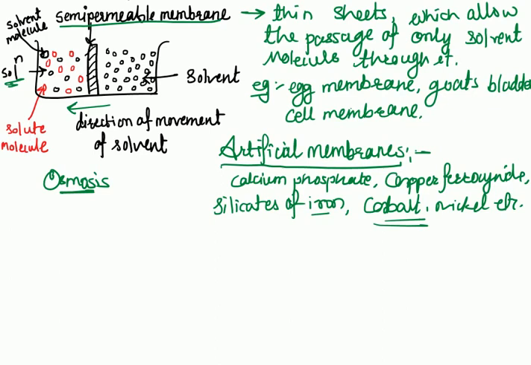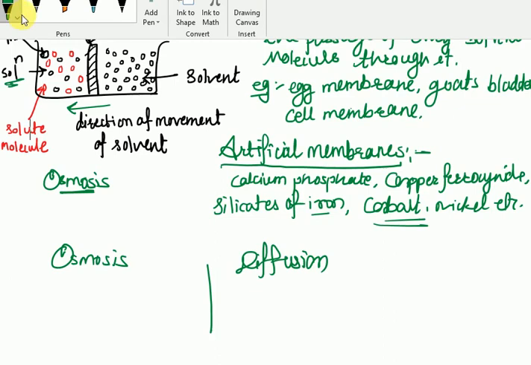Now we know that if we mix two solutions of different concentration, then after some time we get a homogeneous solution, and that process is called diffusion. Now there is a difference between osmosis and diffusion. They differ from each other. Osmosis takes place through the semi-permeable membrane, but diffusion doesn't require any semi-permeable membrane.